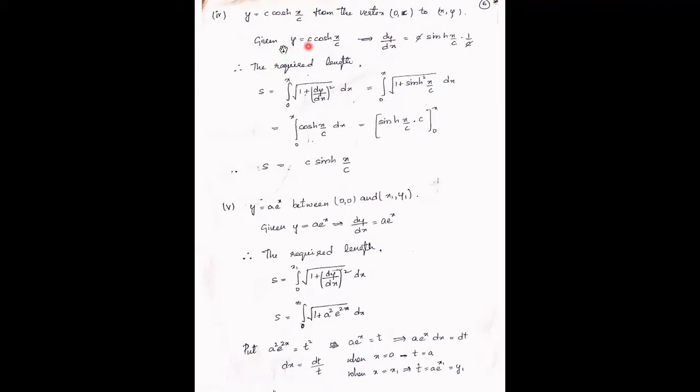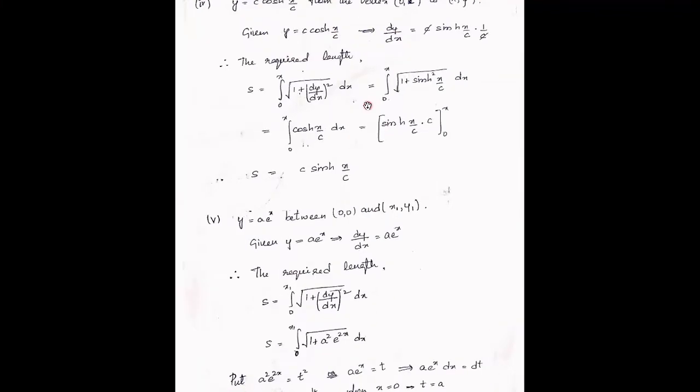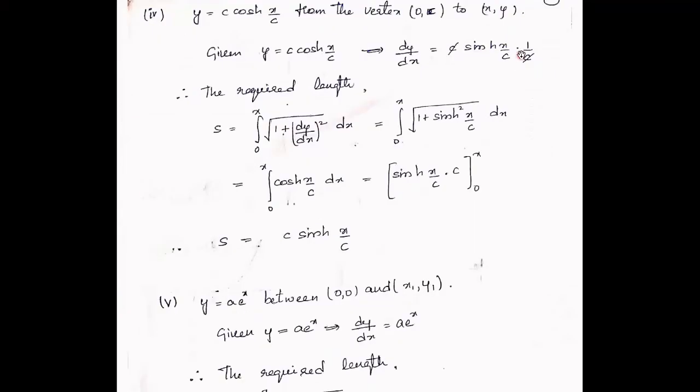So here, given y is equal to c cos hyperbolic x by c, the derivative dy by dx will be equal to c sine hyperbolic x by c into the derivative of x by c, which is 1 by c. This c and this c will get cancelled. And substituting the value of dy by dx in this formula, you have root of 1 plus sine hyperbolic square x by c dx. 1 plus sine hyperbolic square x by c is cos hyperbolic square x by c. With the root, that becomes simply cos hyperbolic x by c dx.